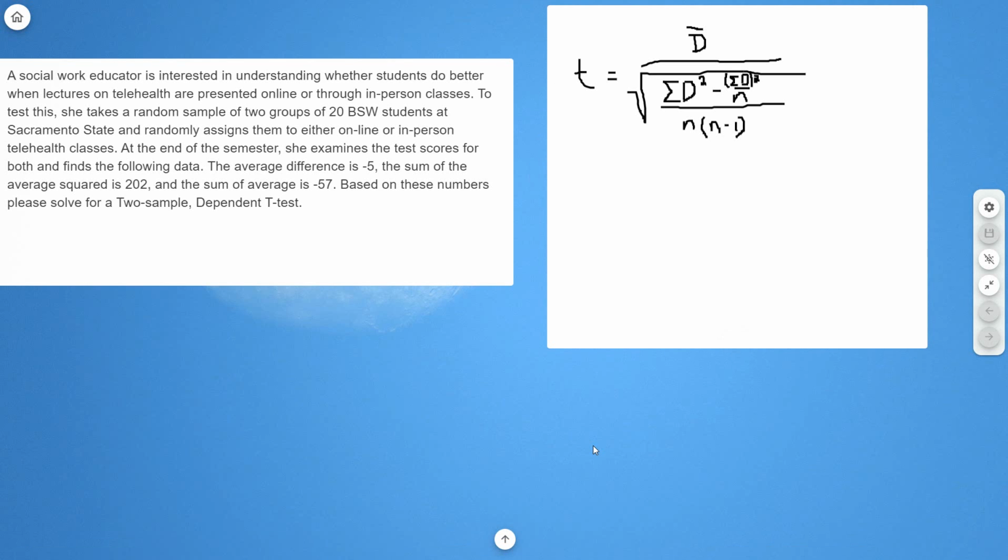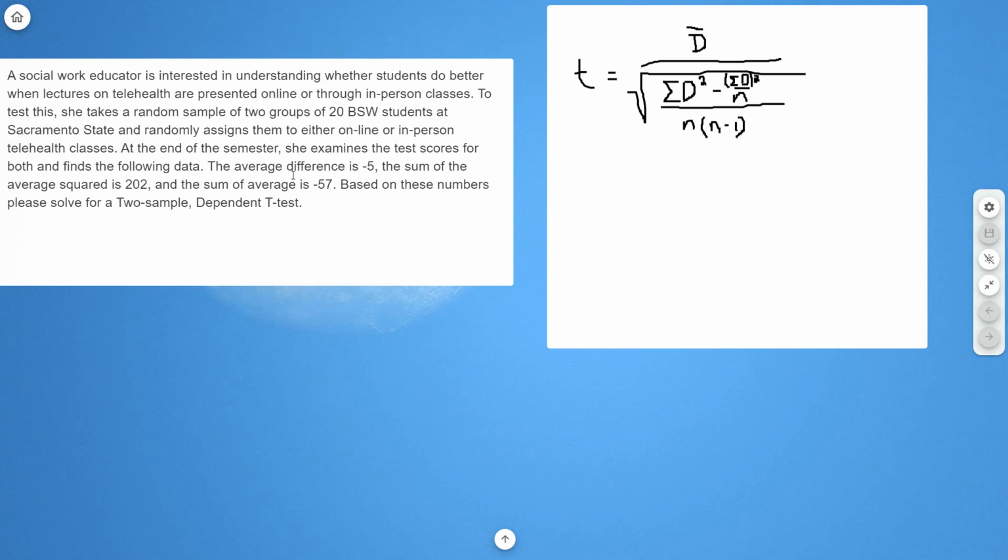I am working through today another two-sample dependent t-test, and I have a fact pattern to your left. It reads: a social worker or a social work educator is interested in understanding whether students do better when lectures on telehealth are presented online or through in-person classes. To test this, she takes a random sample of two groups of 20 BSW students at Sacramento State and randomly assigns them to either online or in-person telehealth classes. At the end of the semester, she examines the test scores for both and finds the following data.